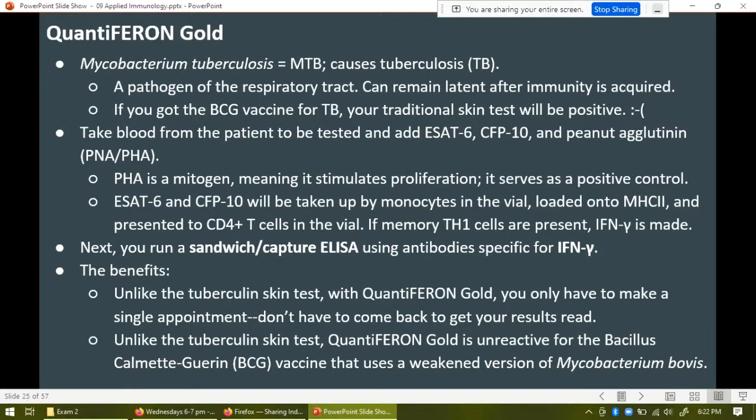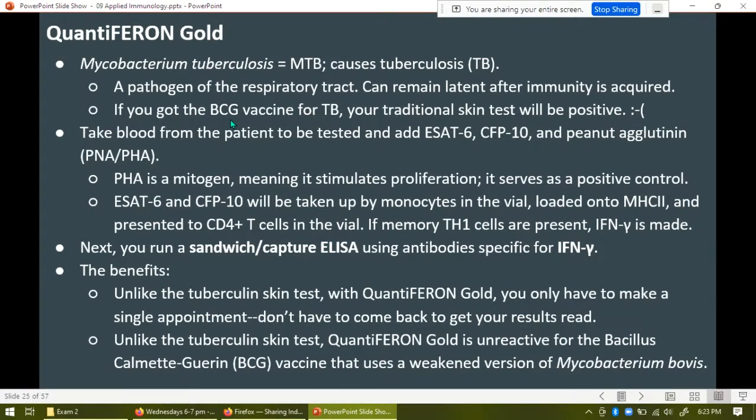In any case, we need to screen all healthcare personnel for tuberculosis to make sure they don't bring it to patients, right? Now, one of the issues with tuberculosis is that if you got the BCG vaccine for tuberculosis, and you do a traditional skin test for tuberculosis, your skin test will come back positive because you had an immune response against the BCG vaccine contents, right? The BCG vaccine is basically an attenuated vaccine for tuberculosis. I think it uses a different mycobacterium species that's very similar to tuberculosis but doesn't cause severe disease.